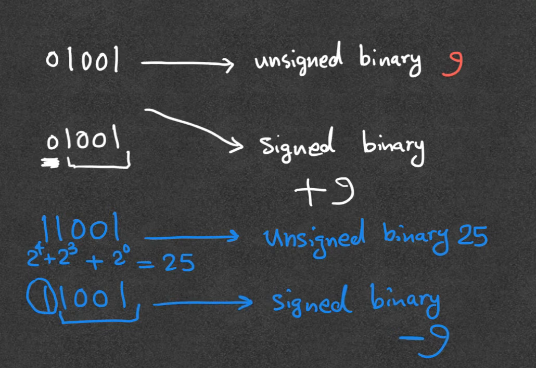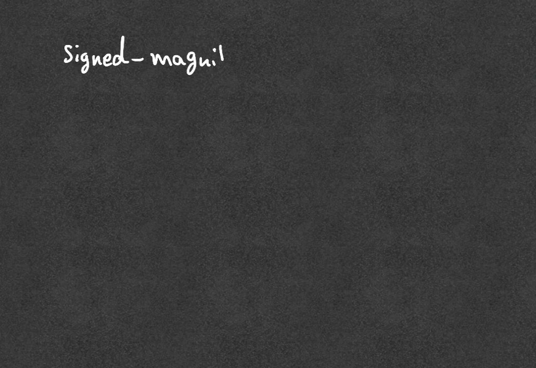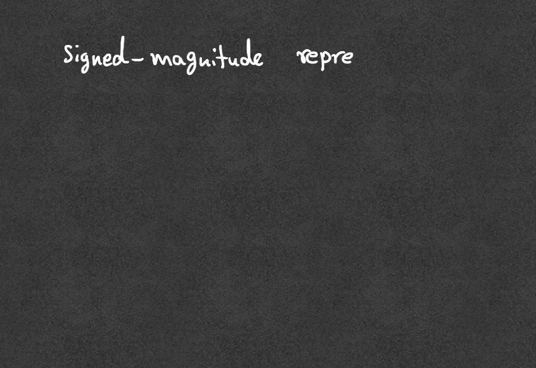Okay, so for a signed binary, the leftmost bit represents the sign, and the rest of the bits represent the number. This approach is called signed magnitude representation. So it's obvious: you have the sign, and then you have the magnitude of your number. So, signed magnitude representation.